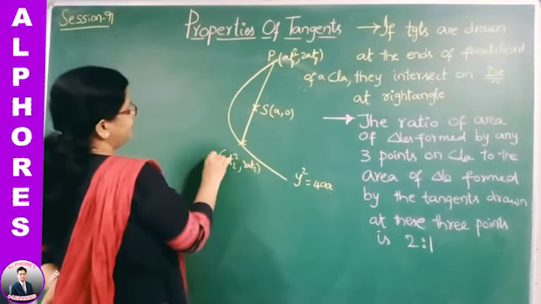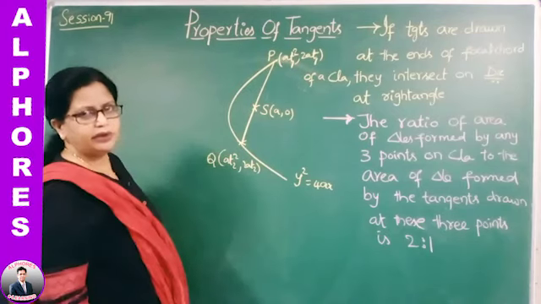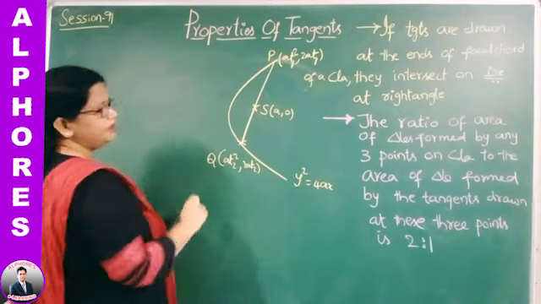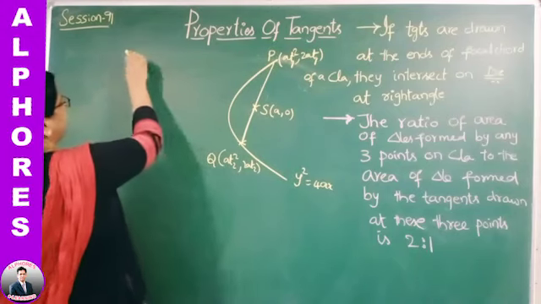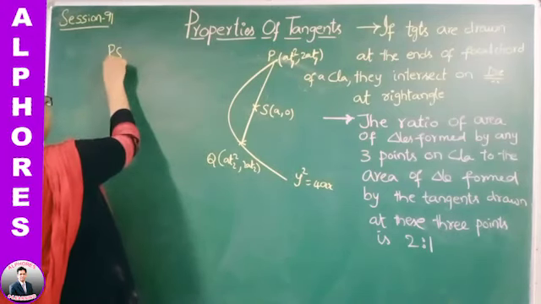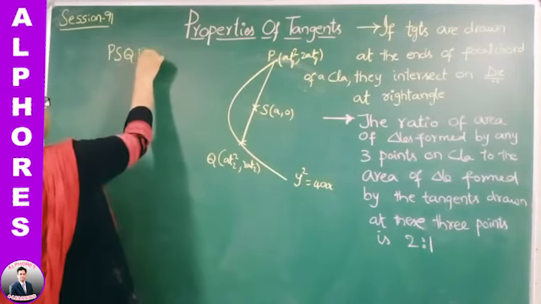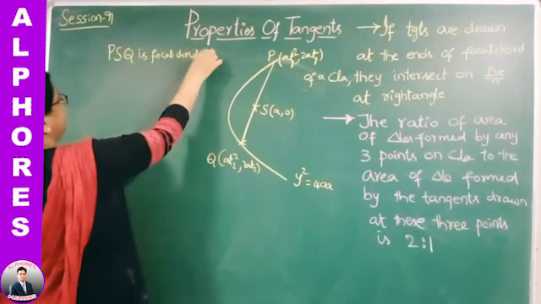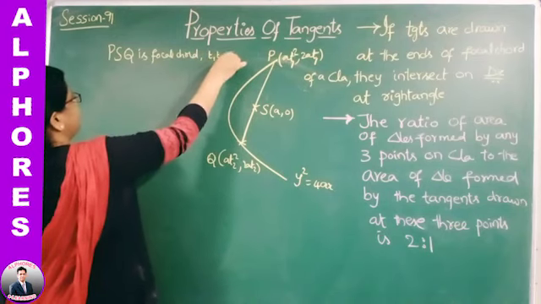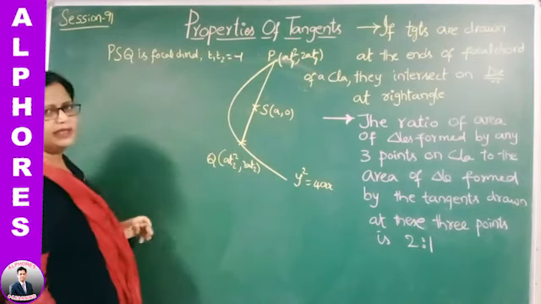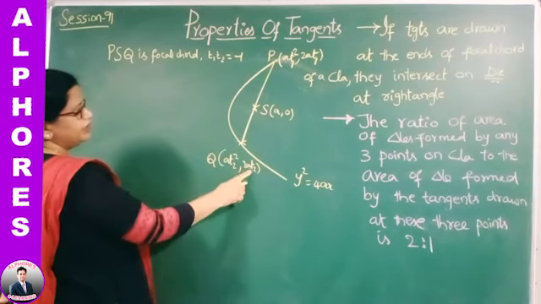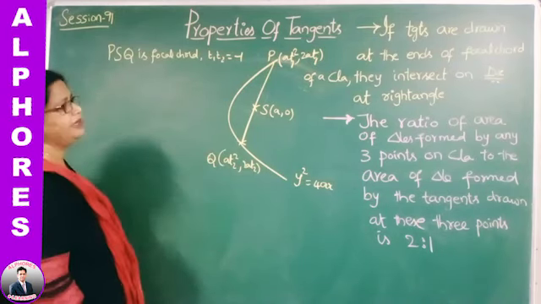Hope all of you remember the focal chord concept. What is the focal chord concept here? t1 t2 is -1. Therefore PSQ is a focal chord, implies our condition is nothing but t1 t2 is -1. And this is for our standard parabola. Or directly you can write a by t1 square comma -2a by t1.